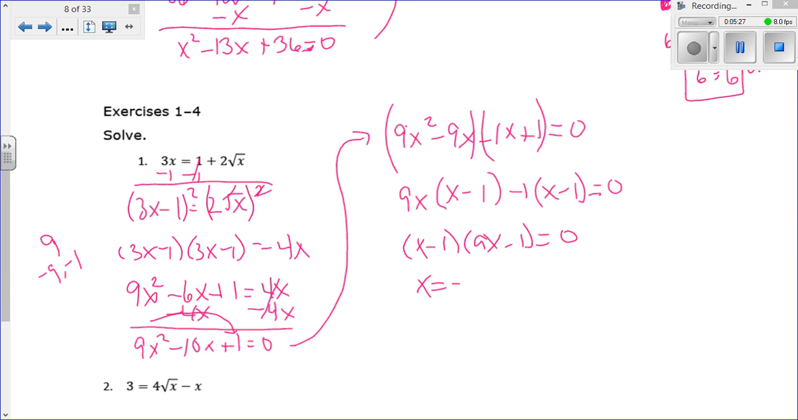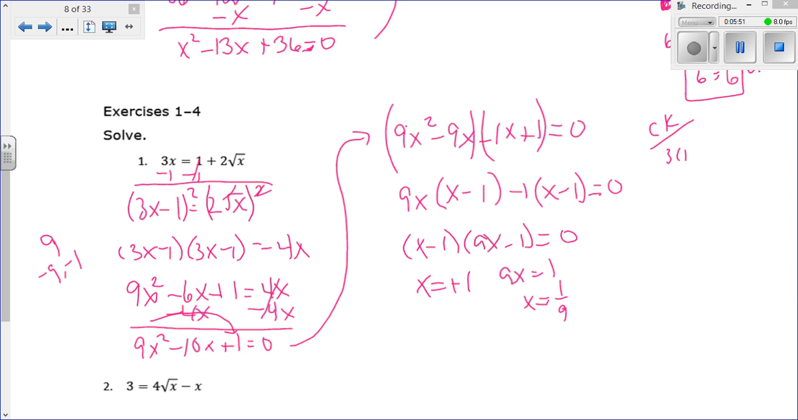So x equals 1, and 9x equals 1, so x equals 1/9. And we have to check.